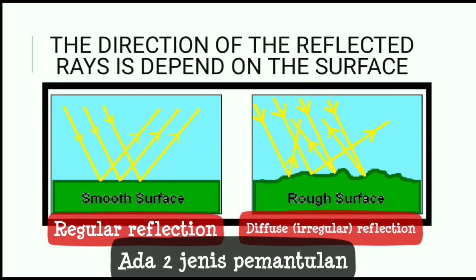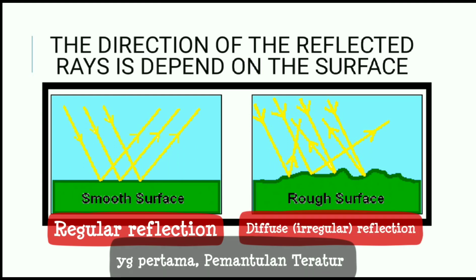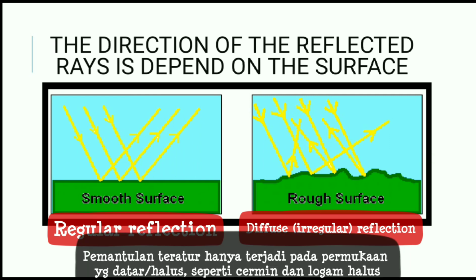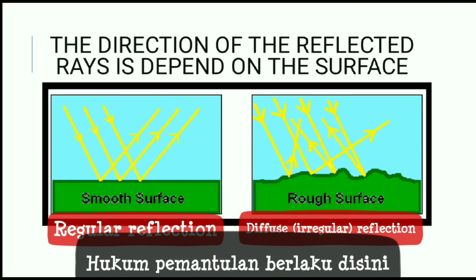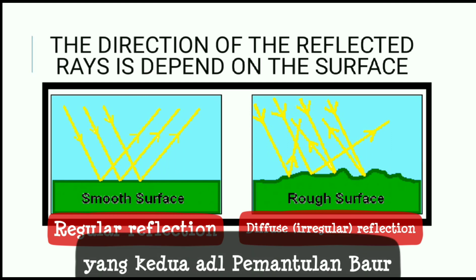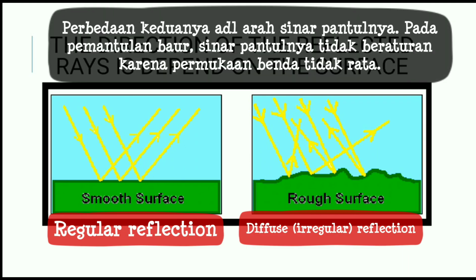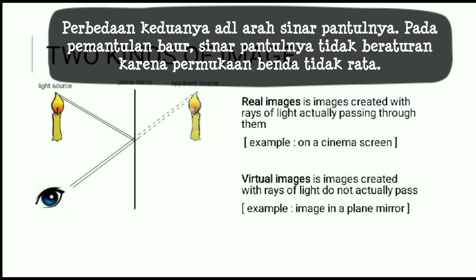So these are the two types of reflection. The first one is regular reflection. Regular reflection only occurs at smooth surfaces like mirrors and also polished metals. So the law of reflection happens here, right? But the other one is diffuse or irregular reflection. You know that the difference is the scattering of the reflected rays. The incident rays are not coming in the same direction because the surface is uneven.